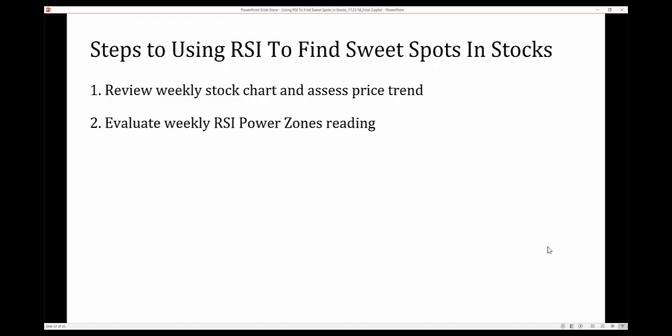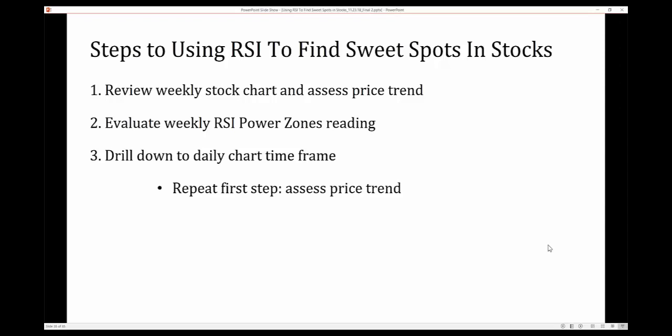So everything so far has been on the weekly chart. Now we move to the daily chart frame. Drill down, excuse me, to the daily chart time frame. And here you repeat the same steps. You first assess the price trend. Are we in a series of higher highs, lower lows, etc., or is there just no discernible trend?